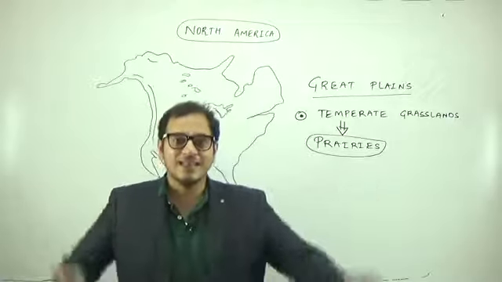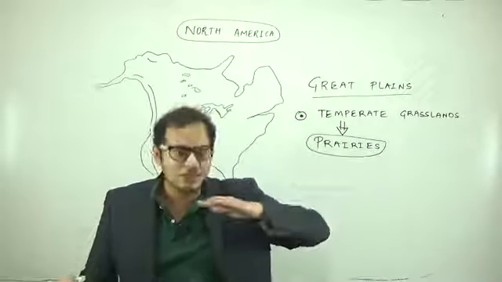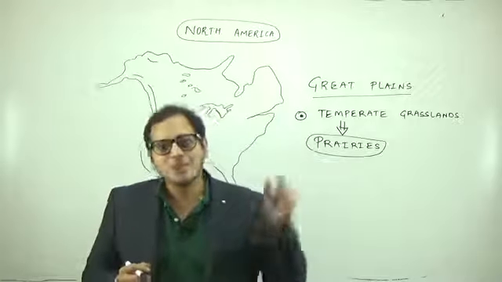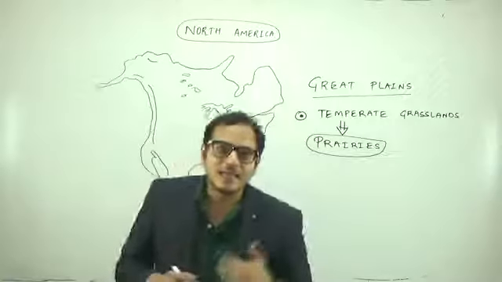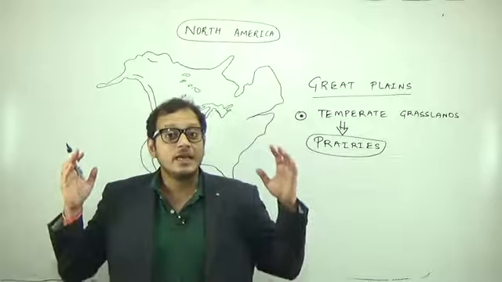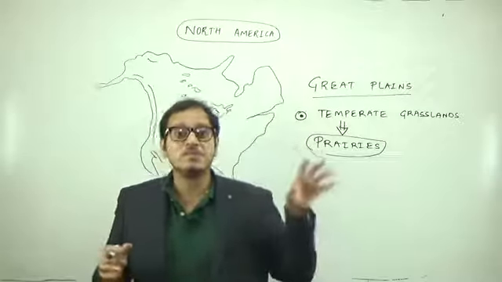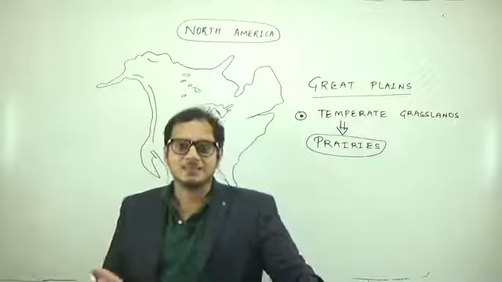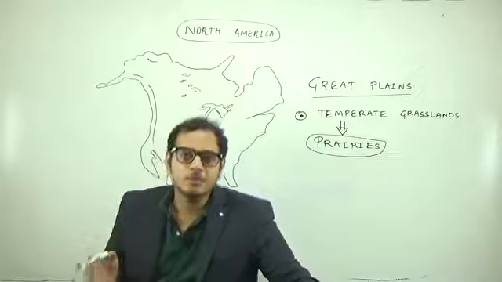In fact, the land is made up of soft grasses, and there are no trees in this region. Because the grasses are soft, animals can easily graze here, and therefore these are famous regions for animal grazing. These are also famous regions for agriculture. And you see, these are the developed parts of the world.